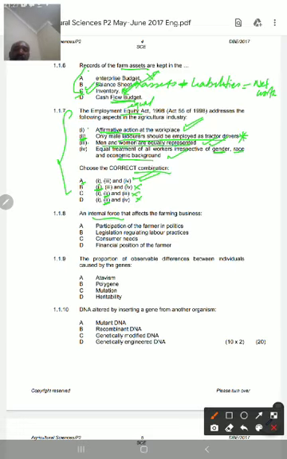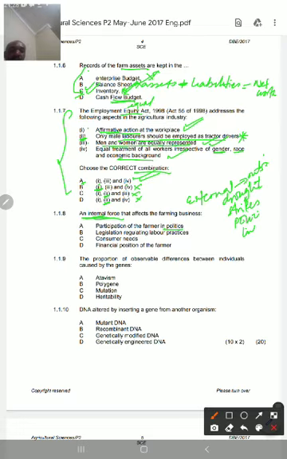Internal force. Internal force as opposed to external. External means something outside the farmer's reach or the farmer's control. Like drought. Drought, the farmer cannot control it. Drought is controlled by God. Strikes, farmer cannot control that. Politics, farmer cannot control that. The legislation or laws, those are outside. But we're looking for an internal force.